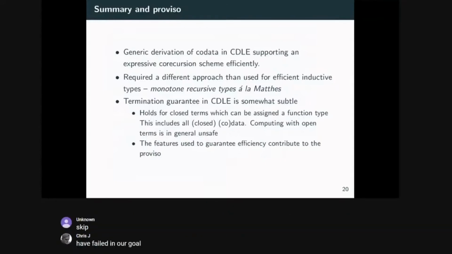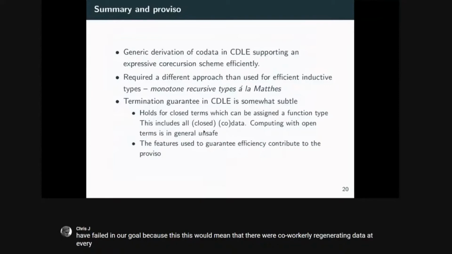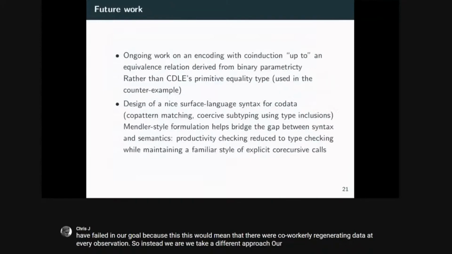And if you're hearing that and thinking, well, wait a minute, then it can't be a true type theory, well, yes, this is a bit of a caveat, but the condition does hold for all closed terms which we would consider as data and codata, but computing with open terms is in general unsafe. Indeed, the feature that we use to guarantee efficiency, one of the axioms in Cedille, contributes to this proviso.